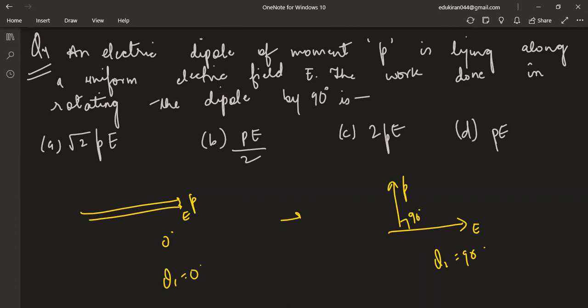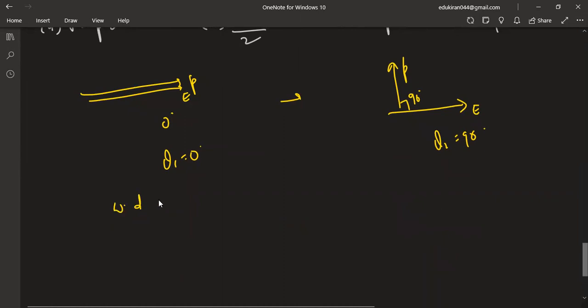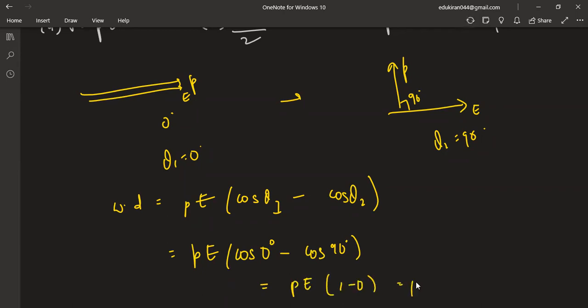Now see the actual formula we use for work done. Work done is PE (cos theta 1 minus cos theta 2), or if you reverse it, put a negative sign. So PE will remain as it is, cos 0 degree minus cos 90 degree. That's how we'll put it. So that becomes PE into (1 minus 0), which is PE, so I think option B or C.